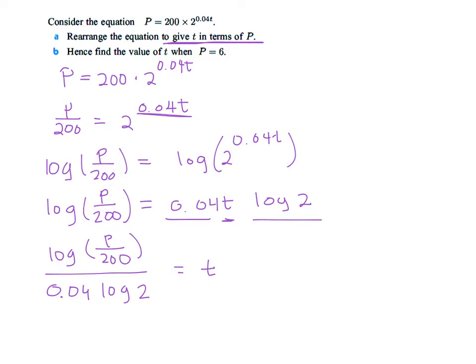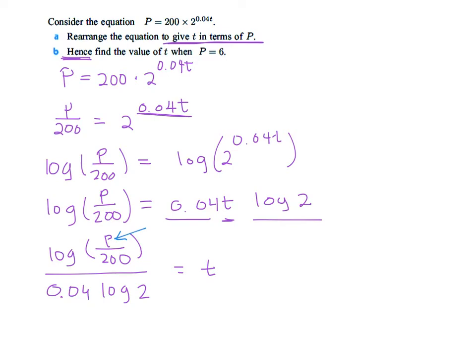Alright, hence, usually in IB problems, whenever you see the word hence, it means use the information from above. Find the value of t when p is equal to 6. When p is equal to 6, you would plug in 6 on here. So log 6 divided by 200, and then divide that by 0.04 log of 2.